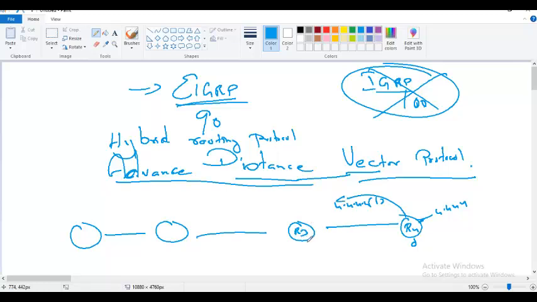Whoever receives it, it is not sending to R2 precisely. It is sending to a multicast address if it is version 2. It is just sending the update via this wire, via this interface, via this link. Now the update comes to router 2.